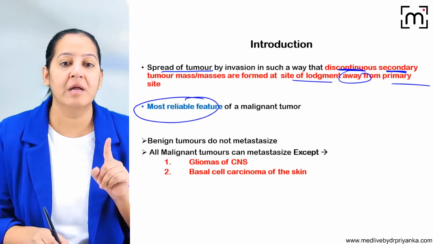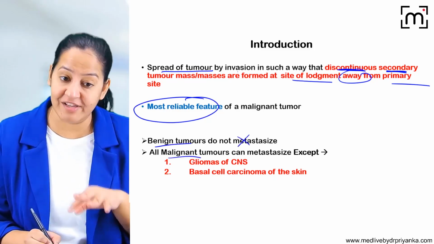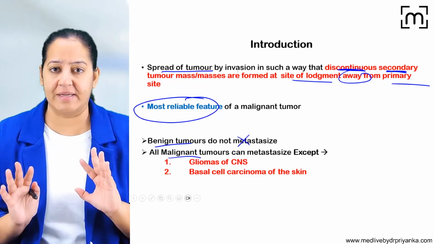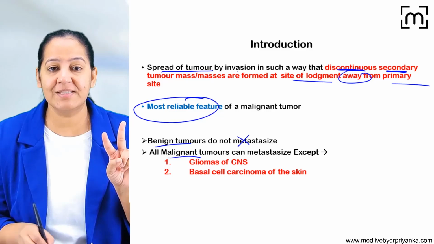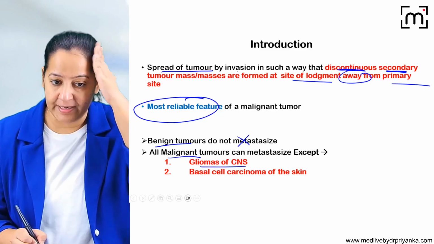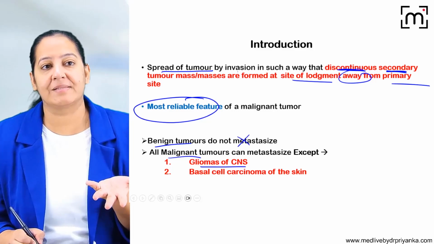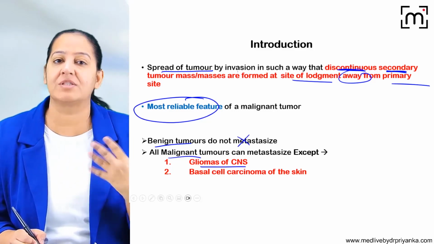Metastasis is the spread of the tumor. Benign tumors do not metastasize, and malignant tumors always metastasize except 2 malignant tumors. All malignant tumors show metastasis except 2. There are 2 exceptions here, you have to learn that. What are the 2 exceptions? Number 1, gliomas of the brain, gliomas of the CNS. They are malignant, so they should show metastasis. But till now, we haven't found any case of glioma of the CNS which shows metastasis.